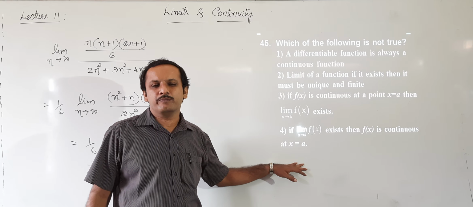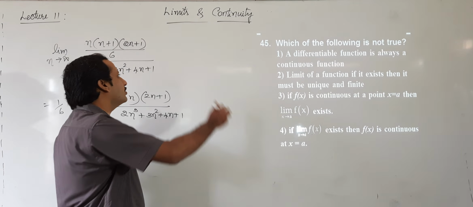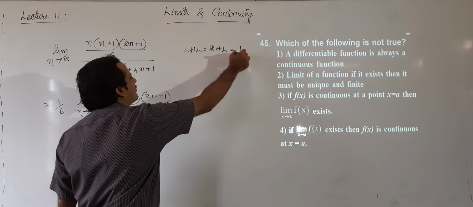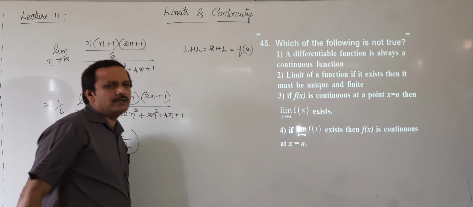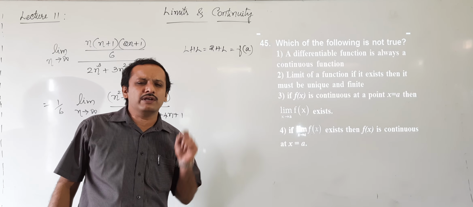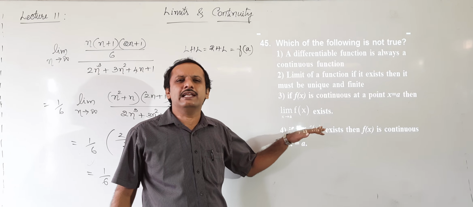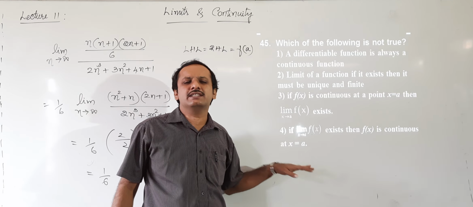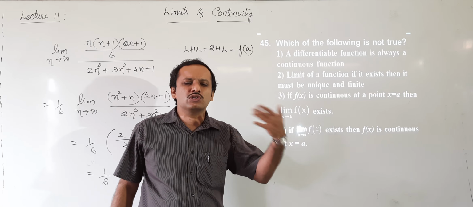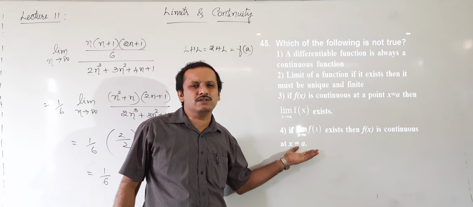This is not true, because we say a function is continuous at x equal to a if the left hand limit is equal to the right hand limit is equal to the value of the function at that point. If limit x tends to a, f of x is equal to f of a, then only we can say that the function is continuous at x equal to a. If the limit exists, there is no guarantee that it is continuous. The limit should exist and it should also be equal to the functional value, then only we can say that f of x is continuous at that point.